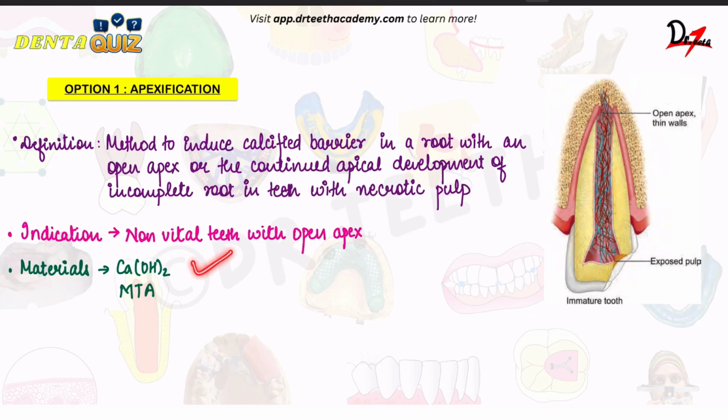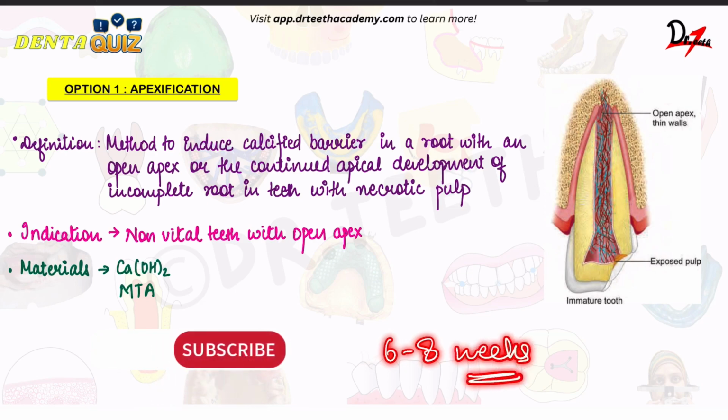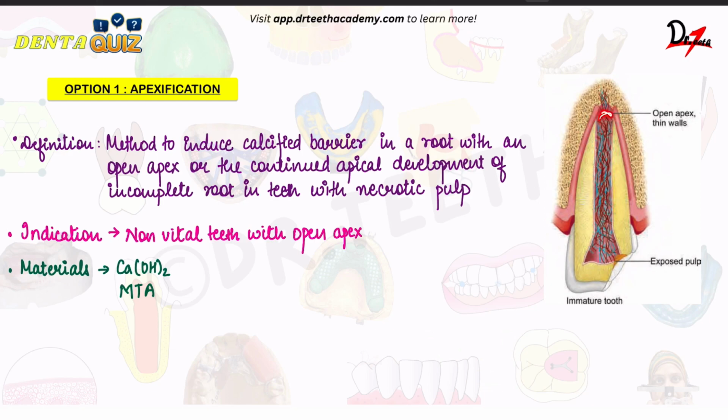So the materials used are calcium hydroxide and MTA. These days, MTA is more commonly used than calcium hydroxide. Why so? Because when we use calcium hydroxide, when the patient comes to us, we put calcium hydroxide medicament as a treatment plan. Now we wait for around 6 to 8 weeks to see the calcified bridge that has formed because of the calcium hydroxide. But the problem is it sometimes takes as long as 6 to 8 months.